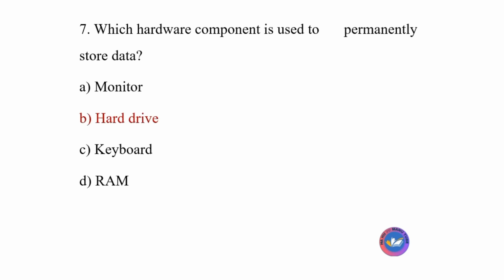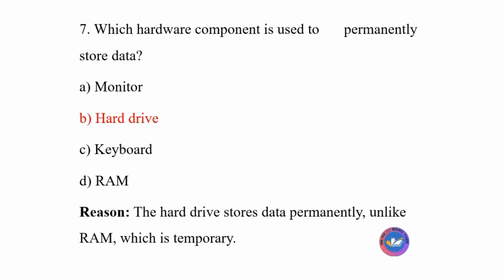The answer is hard drive. The hard drive stores data permanently, unlike RAM, which is temporary.